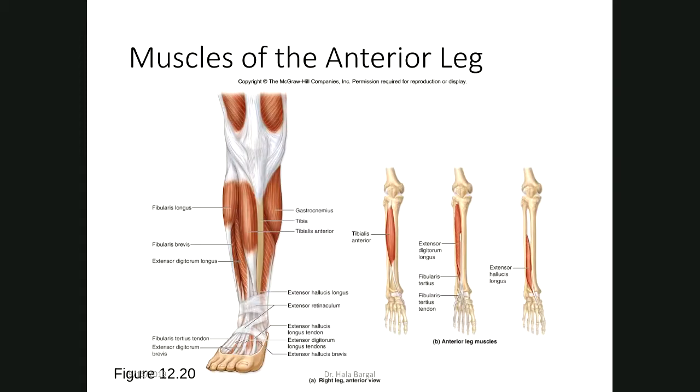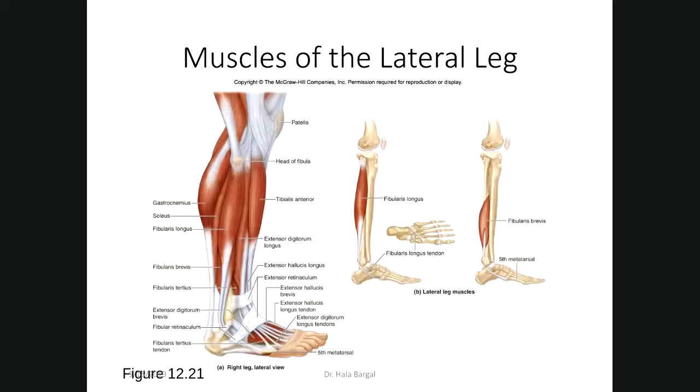The muscles of the anterior compartment of the leg also. These muscles of the anterior compartment of the leg are extensors for the foot. We will just learn the tibialis anterior and extensor digitorum. That's it. The muscles of the lateral compartment of the leg, we call fibularis longus and fibularis brevis.